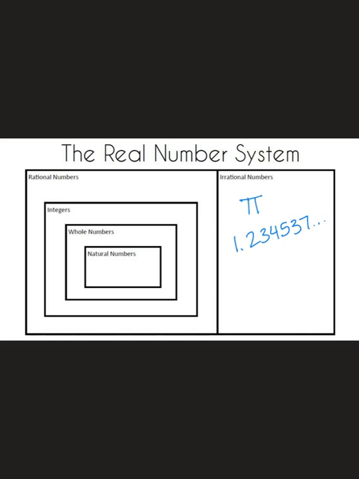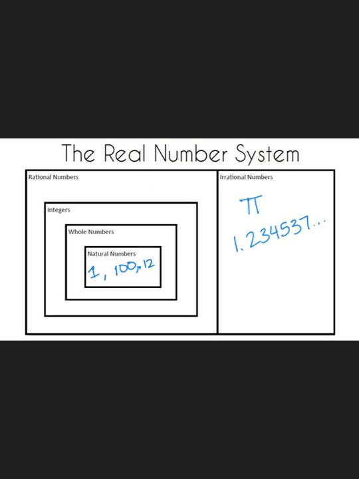It just goes on forever and ever and ever, and we can't predict it, no pattern. So we could not write that number as a fraction. Natural numbers, remember, are the counting numbers. We could put any number in here we want to, big numbers, little numbers, no decimals, no negatives, also not 0.